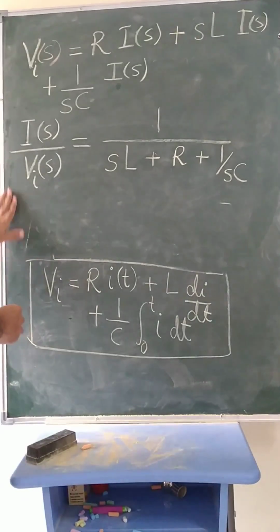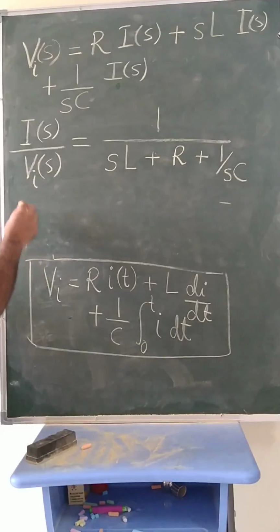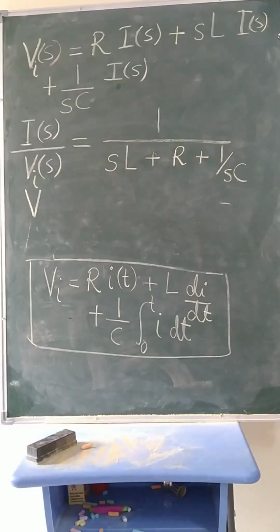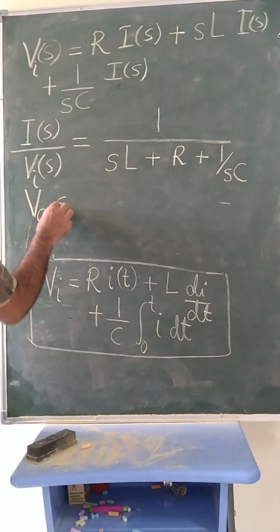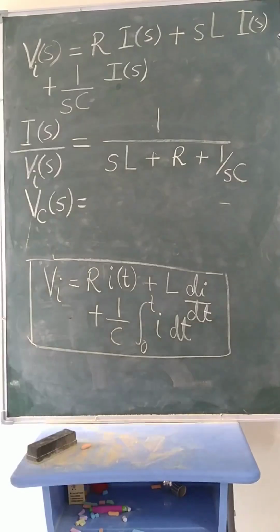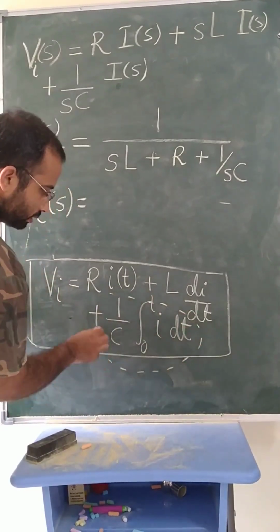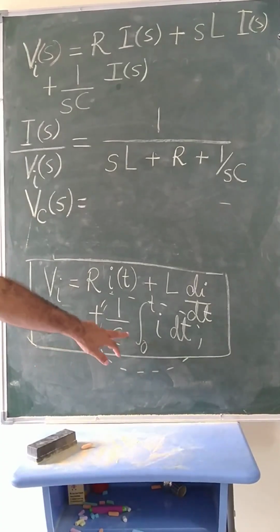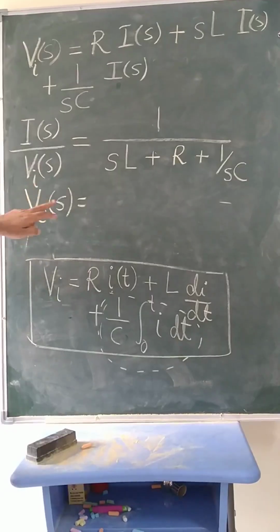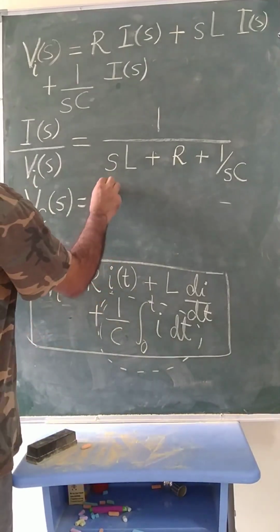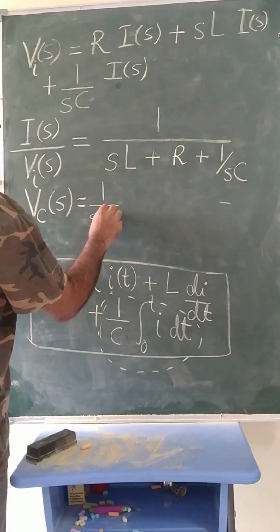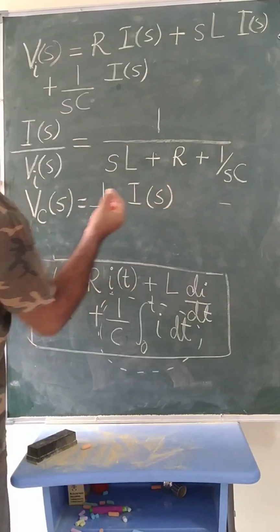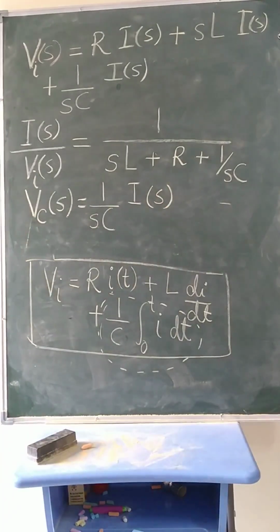Now, as I said, my aim is to find the transfer function where the output is the voltage drop across the capacitor. Now, what is the voltage drop across the capacitor? This part. This is the voltage drop across the capacitor. So, in the complex domain, if I represent it by Vc(s), this will be equal to 1 by sC times I(s). This is the voltage drop across the capacitor.